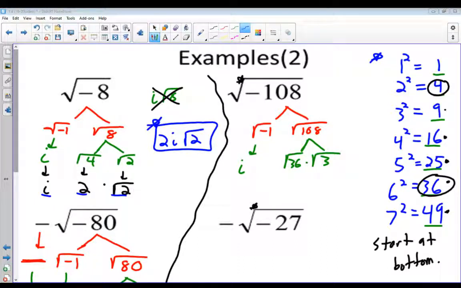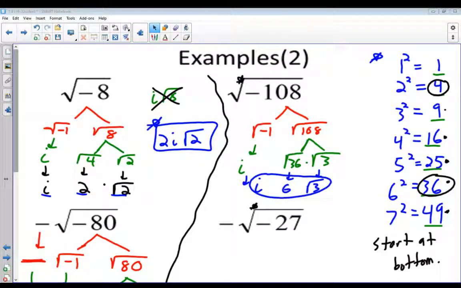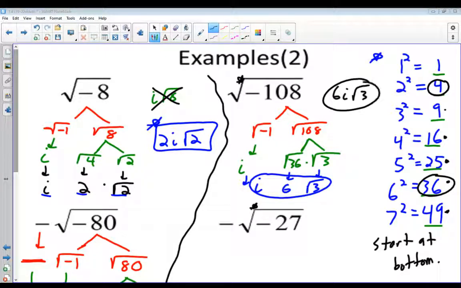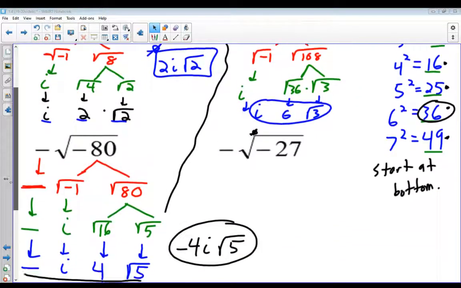And now let's simplify from there. This becomes I, this becomes 6. This is just leftover root 3. Combine those parts and you get, as your final answer, 6I root 3. Bada bing, bada boom. Now let's try the last one real quick.